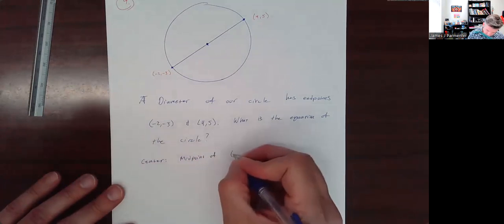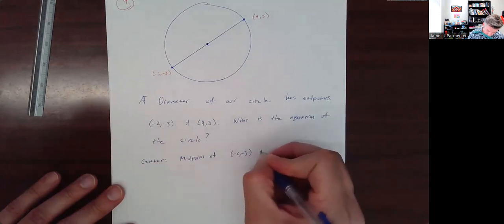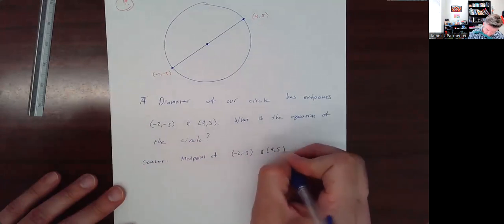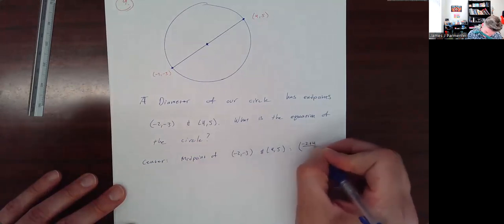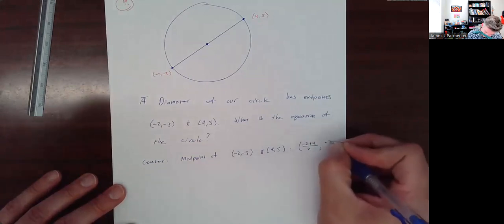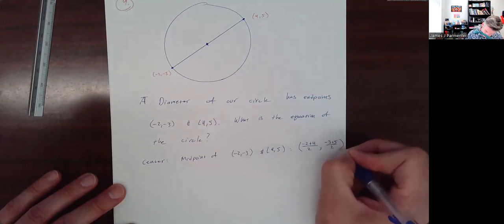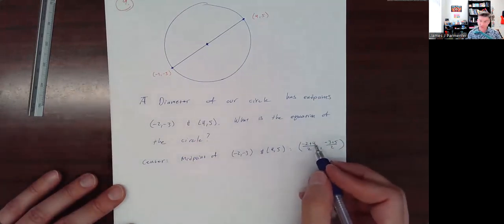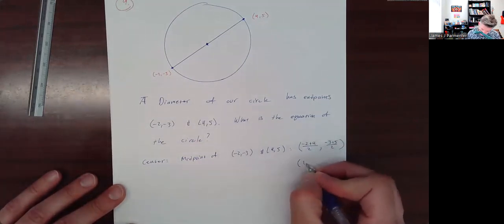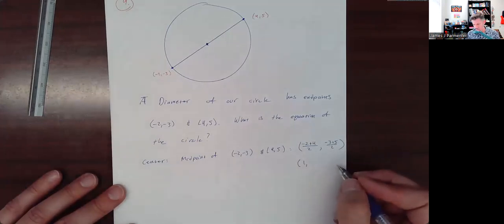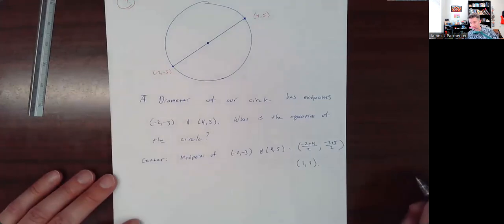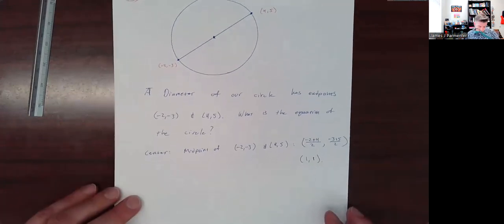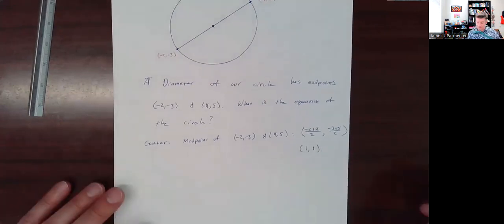So the center is the midpoint of -2, -3, and 4, 5, which is -2 plus 4 over 2, -3 plus 5 over 2. -2 plus 4 is 2, 2 divided by 2 is 1, and -3 plus 5 is 2, and 2 divided by 2 is 1 again. Not very exciting that they're the same, but sometimes it happens. And the other thing we have to do is find the radius.